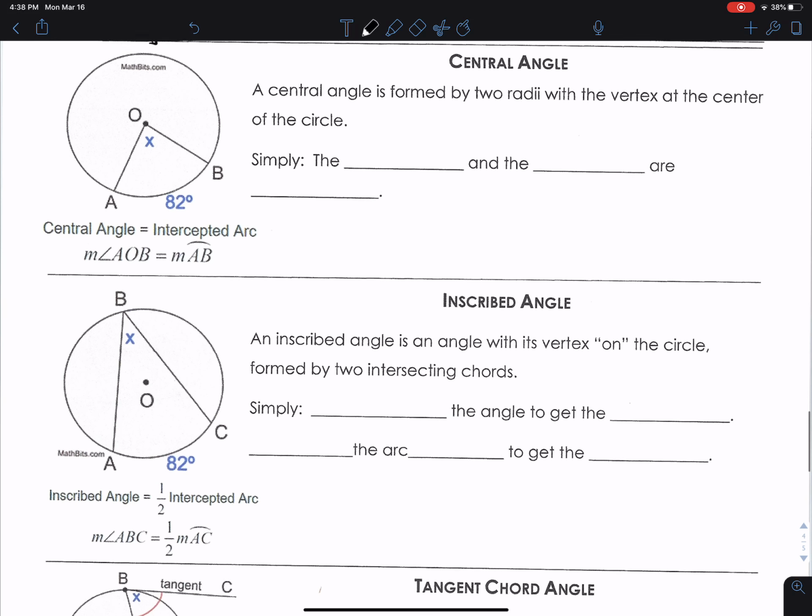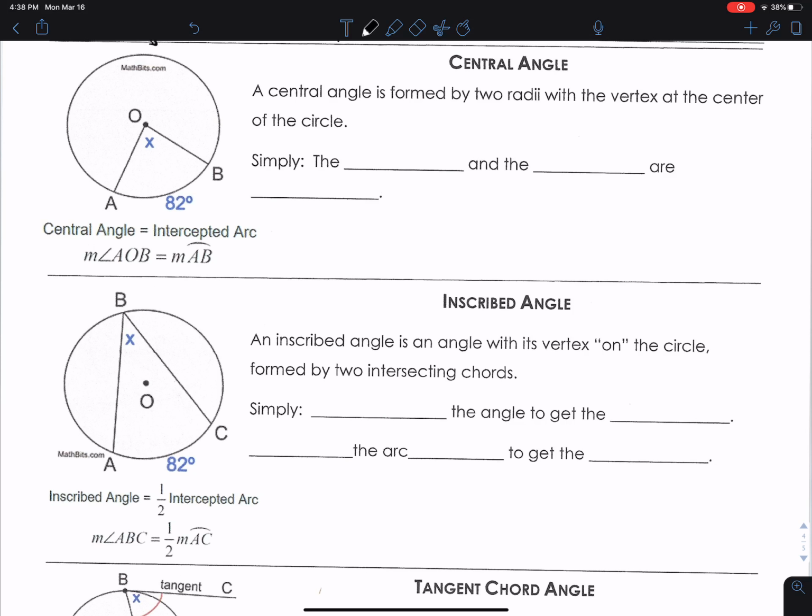So the central angle is the first type of angle that we're going over in these notes. The central angle is formed by two radii with the vertex at the center of the circle. So this is the vertex of the angle, and then we have the two radii that form the central angle. And right here it says simply the angle and the arc are equal. So in this case, if this arc is 82 degrees, x would be 82 degrees.